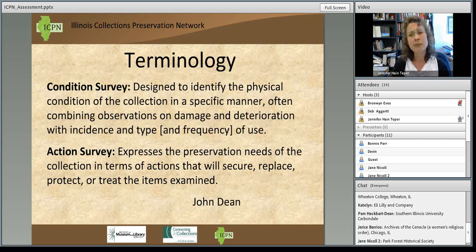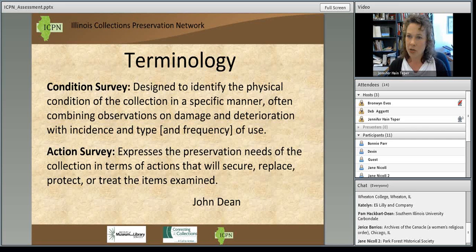A more useful approach to survey, and you can see me stumbling over it a little bit there, is looking at an action survey. The difference between a condition survey and an action survey is that a condition survey just looks at what are you seeing in front of you? What damage are you seeing? How are you going to record the damage that you're seeing? How are you going to be able to identify it statistically?